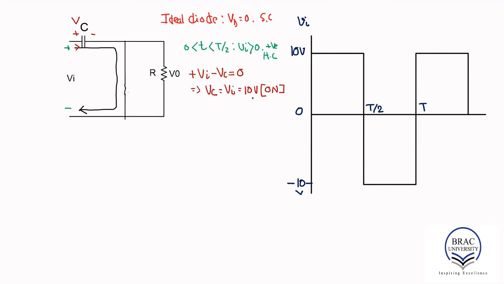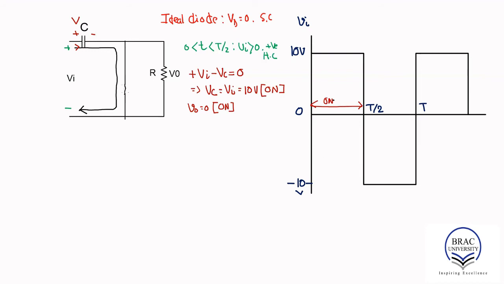Now if the diode is on, this is the voltage across the capacitor. So next we are going to determine the output voltage when the diode is on. When the diode is on, V0 is equal to 0 because it is short circuit. So V0 is equal to 0 when the diode is on. So this is the interval 0 to, time is greater than 0, less than T by 2. That means 0 to T by 2 interval. In this interval, diode is on, V0 is equal to 0.